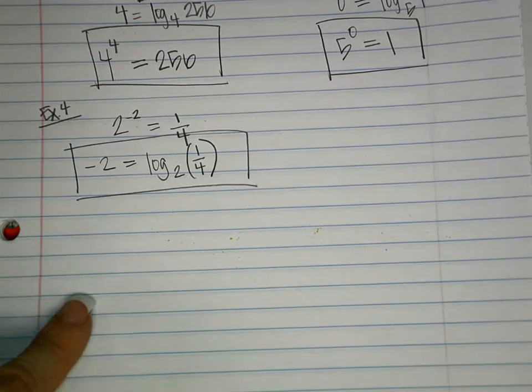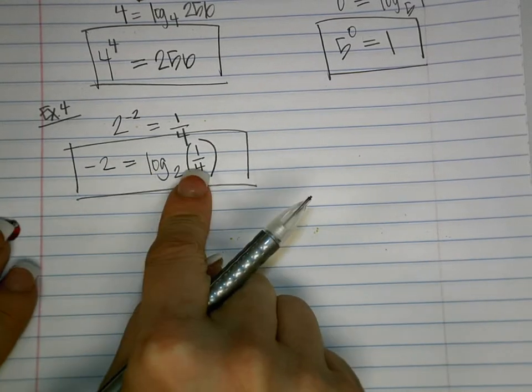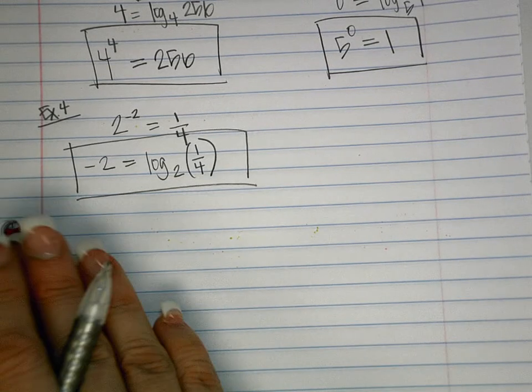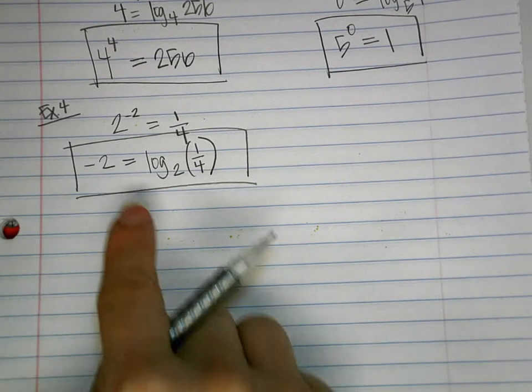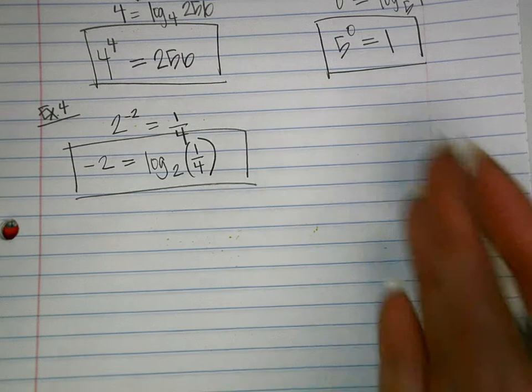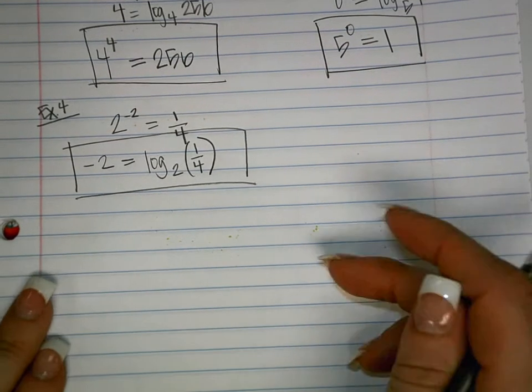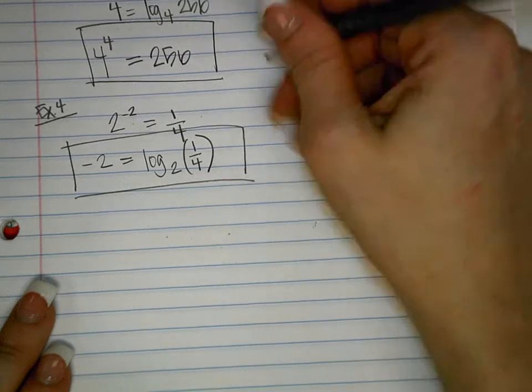Now it doesn't particularly matter if you have the log on the left side or the right side. Most of the questions you're going to see, you're going to have them on the left side. But when we're writing things, it's usually easier to write it in this order. You can always flip them if you need to, but it's not completely necessary right now. Anyone have questions so far?